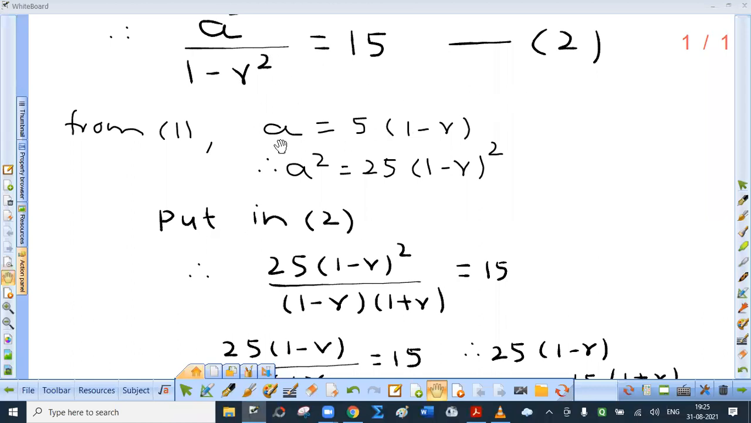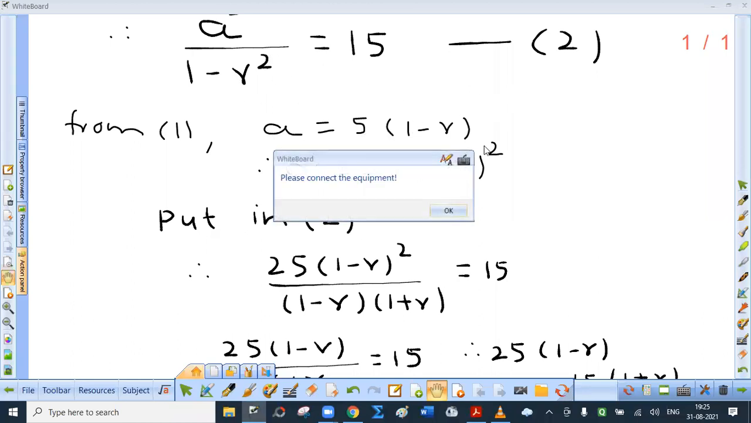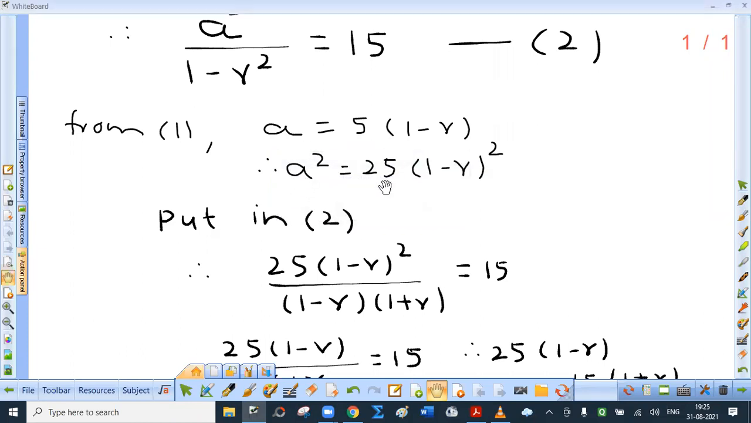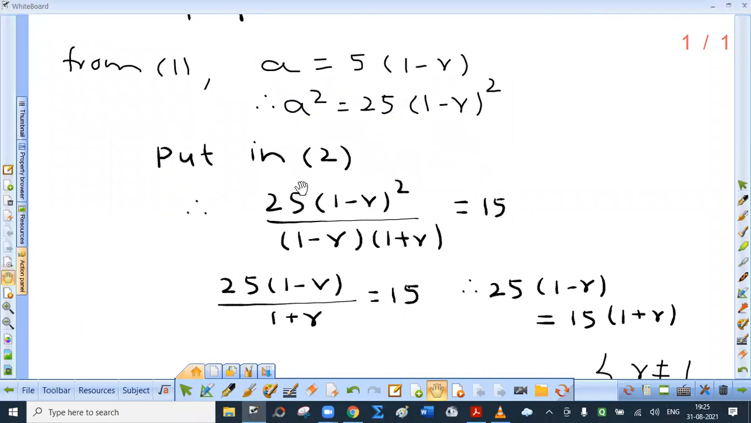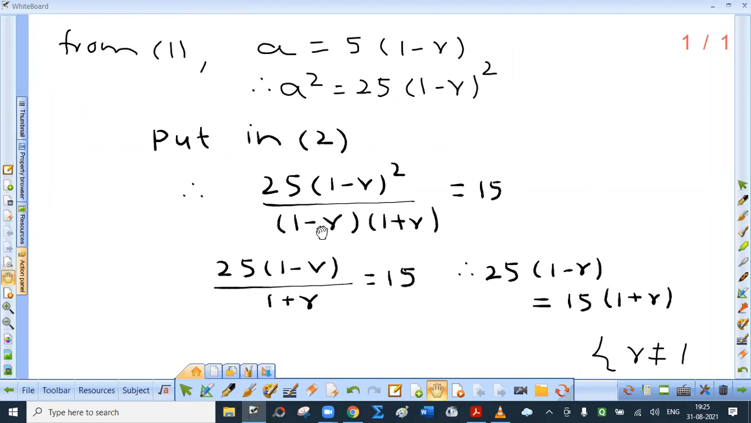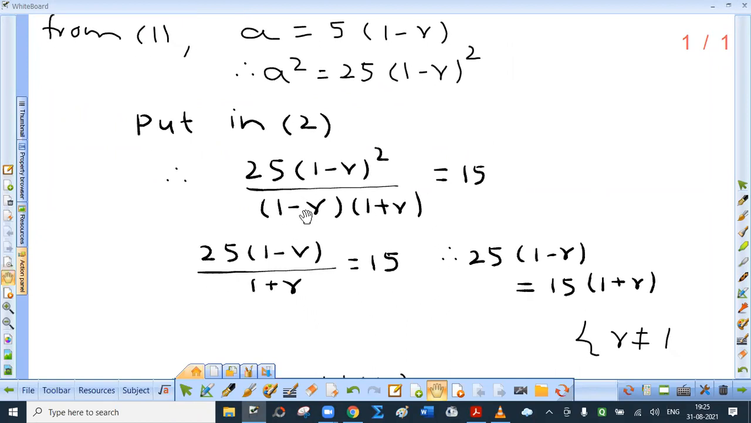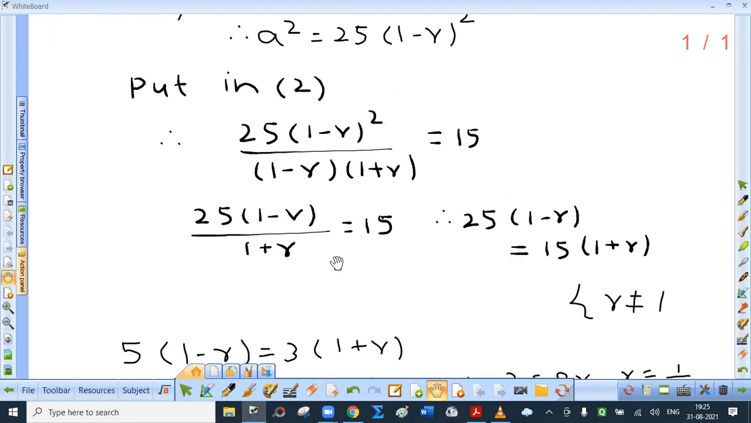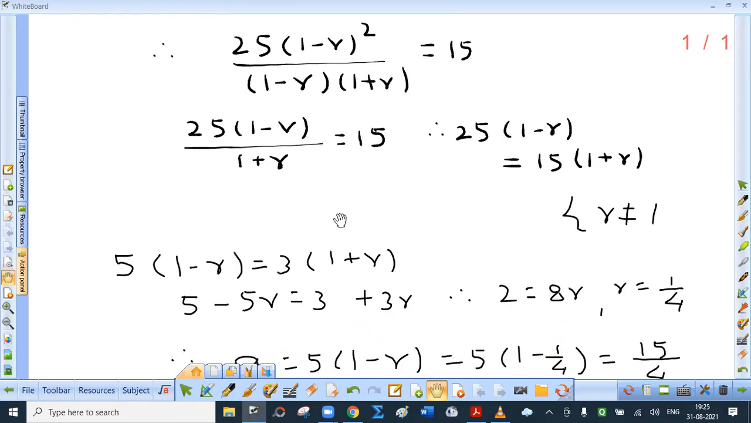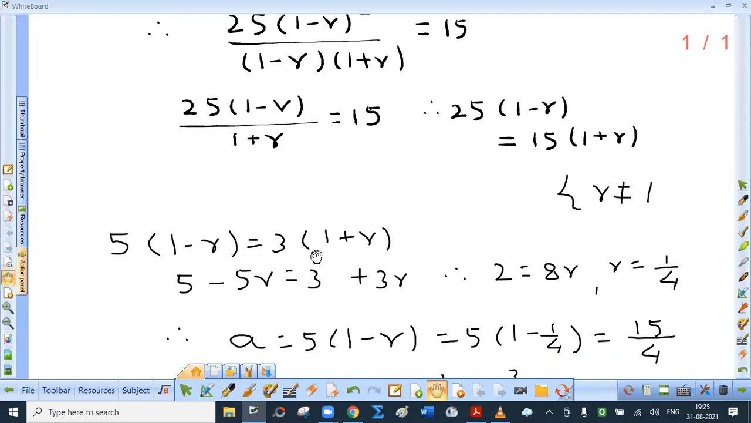So we eliminate a. What is a from 1? 5 into 1 minus r. So what is a square? 25 into 1 minus r bracket square. Put this in. Now what are the factors of 1 minus r square? 1 minus r, 1 plus r. Can we cancel 1 minus r? Yes, because common ratio is not 1. So we get 25 into 1 minus r upon 1 plus r equal to 15. Solve this. Cross multiply, divide by 5, open the brackets to get r equal to 1 by 4.